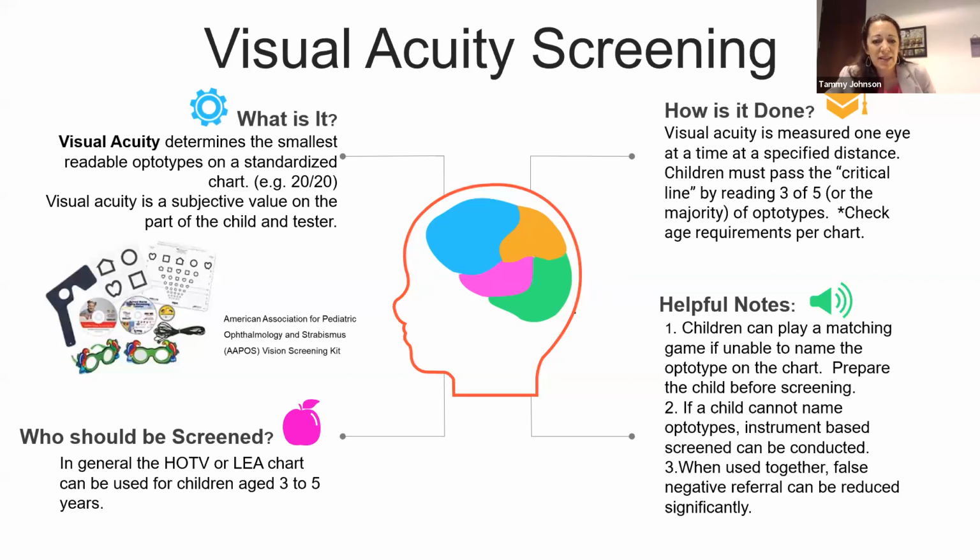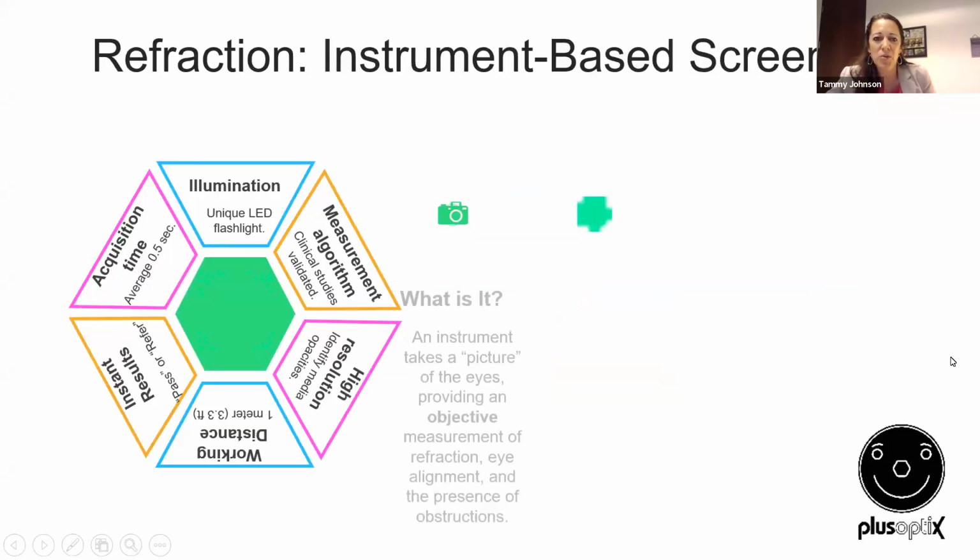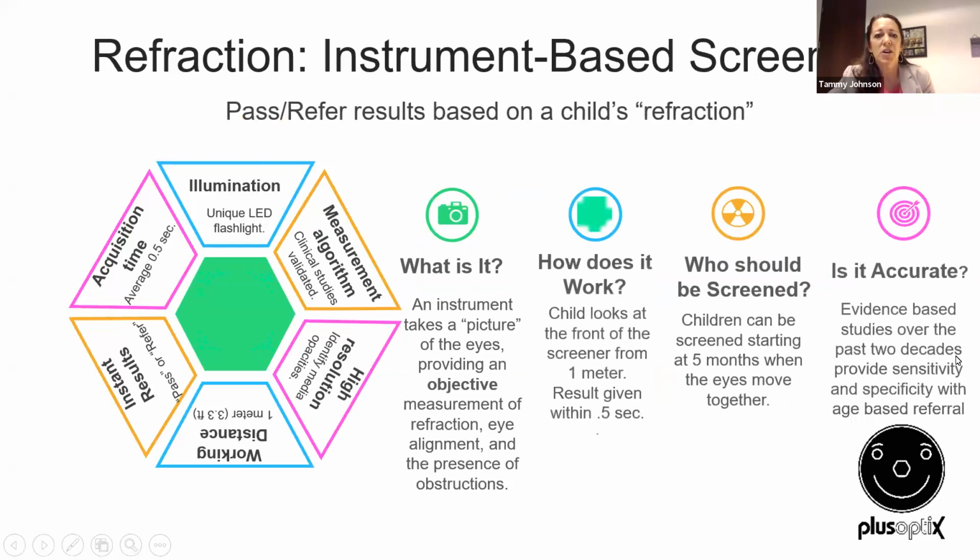And if a child can't do a visual acuity, they can do an instrument-based screening. So I'm going to move along and show you what this is. So refractive screening, it's instrument-based screening, and I'll show you a picture here of ours. Ours is the Plus Optics. So it's basically a handheld device, battery operated, and it takes an objective reading of the child's eyes.